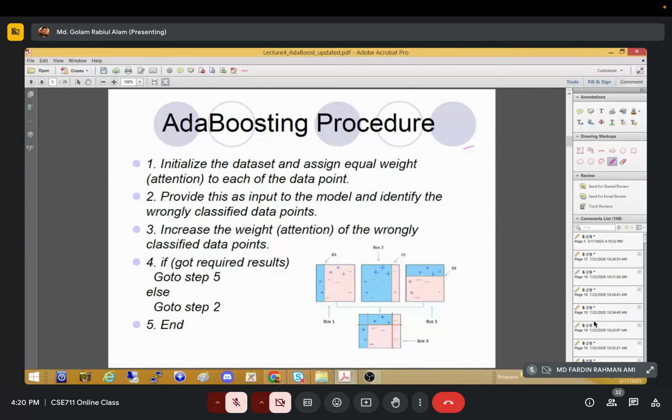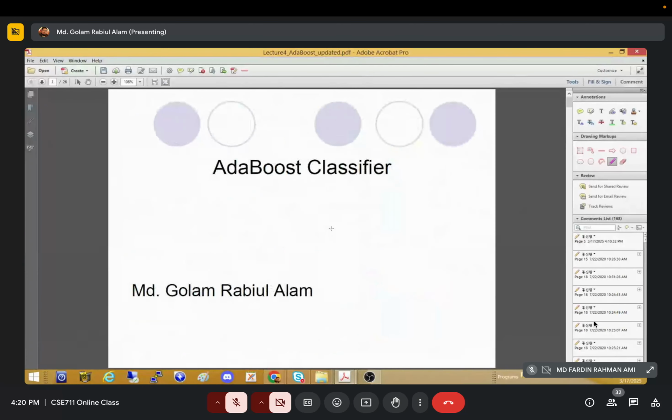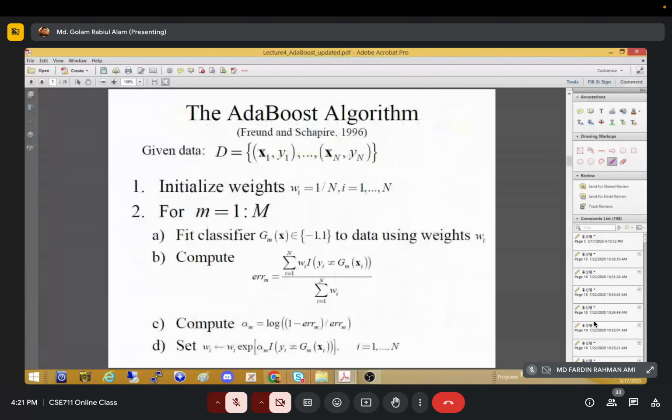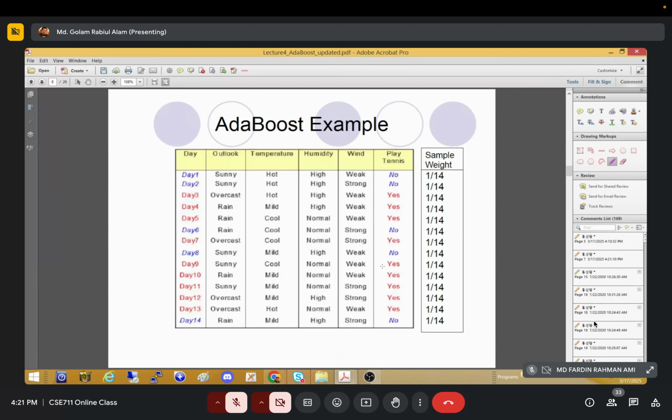So in our last class, we started the discussion on the AdaBoost classifier. Today I want to continue the same lecture on AdaBoost, designing the AdaBoost classifier. As far as I can remember, we have discussed the algorithm of AdaBoost and finished that discussion. Now in this lecture, I want to show an example with a data set for AdaBoost classification.